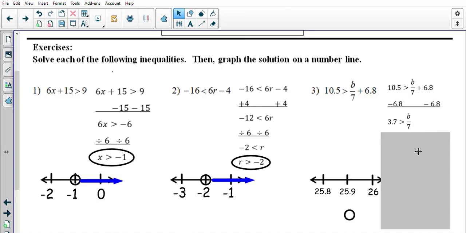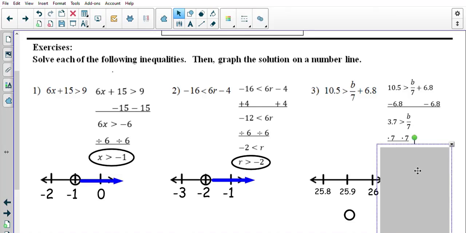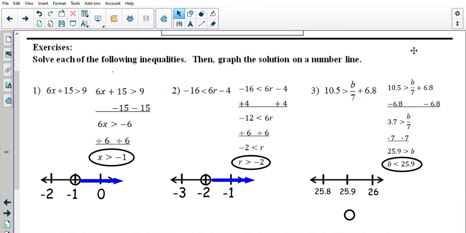So the inverse of division is multiplication. We're going to multiply both sides by 7. So in your calculators, you're going to be doing 3.7 times 7 to get 25.9.